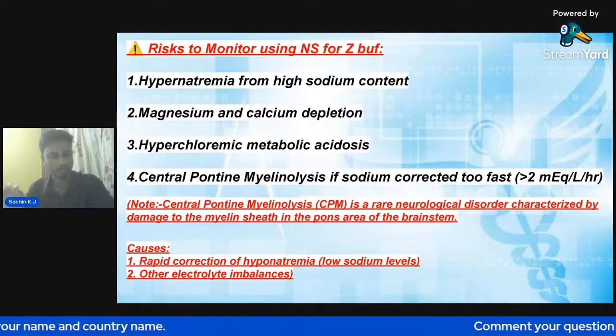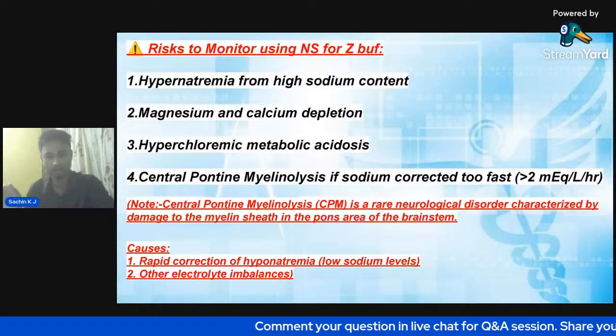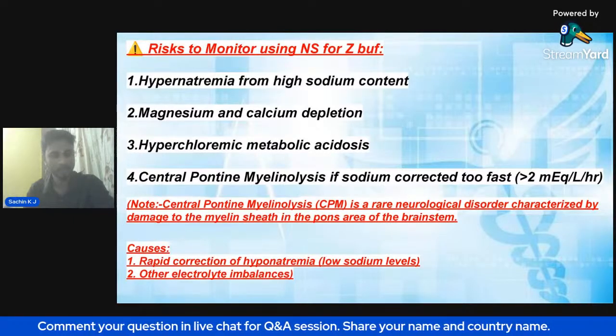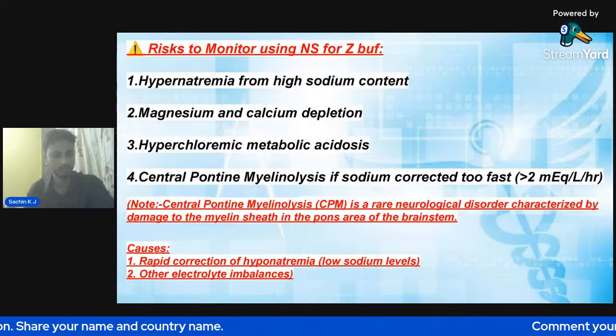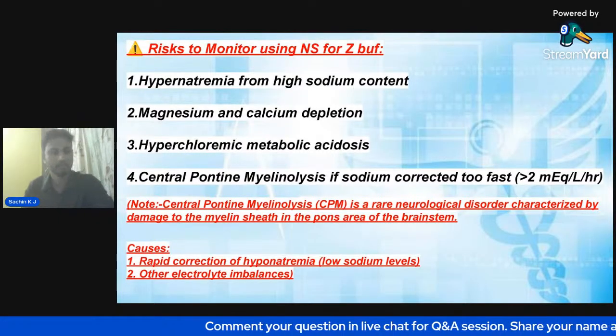So note, what is central pontine myelinolysis? It's a rare neurological disorder characterized by damage to the myelin sheath in the pons area of the brainstem, caused by rapid correction of hyponatremia, low sodium level, and other electrolyte imbalance. So next, sir.